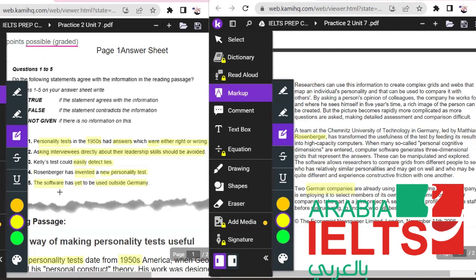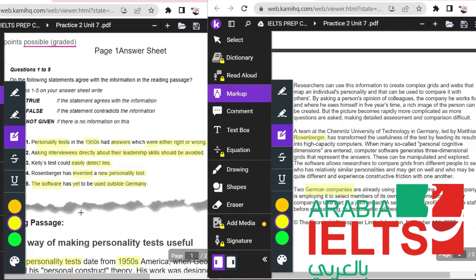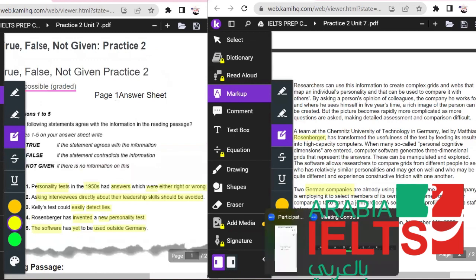If you understand your paragraph and you check your statement, try to compare them one-on-one. It's going to be not given. Okay. All right. Clear for this one?